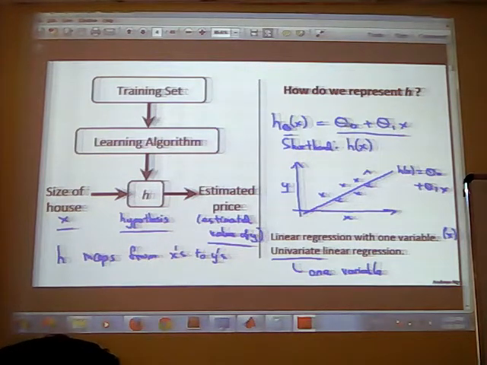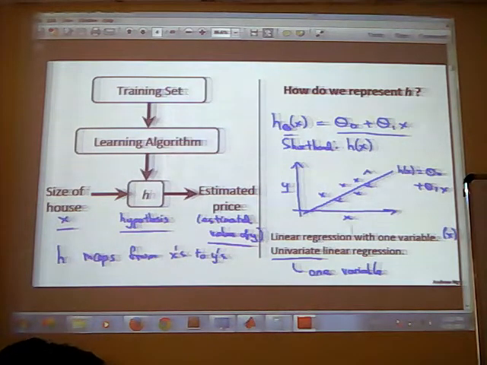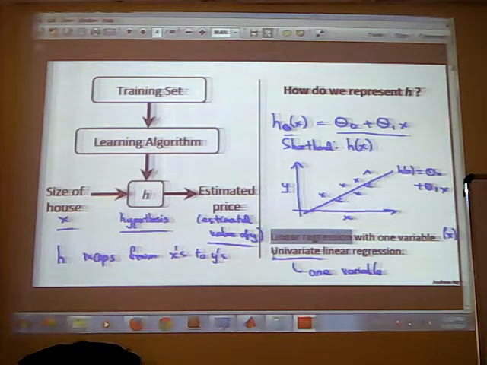Linear regression with one variable is also known as univariate linear regression, because we are using only one variable. Here you can see in our hypothesis we have used only one variable, that is x. So this is our linear regression, or univariate regression.